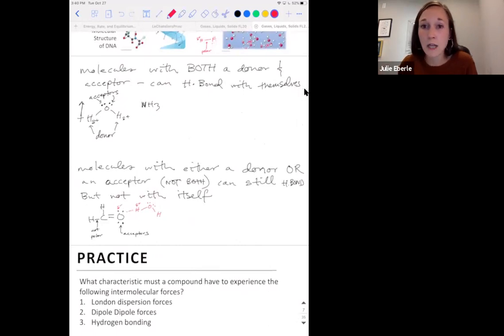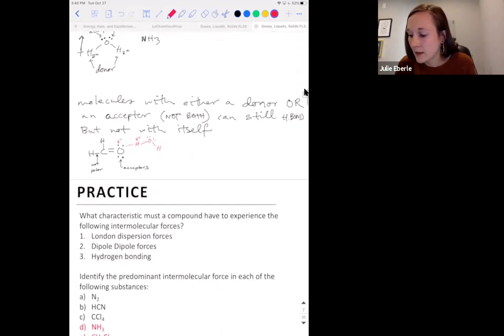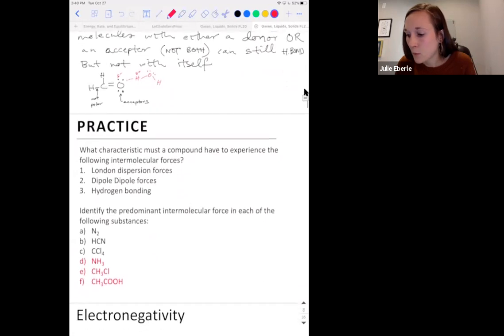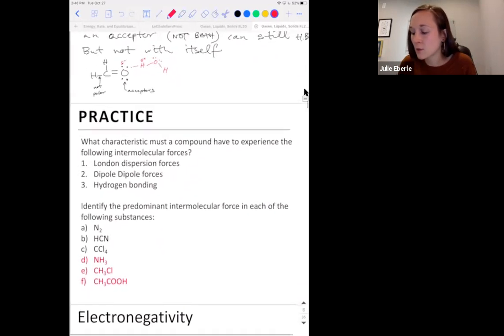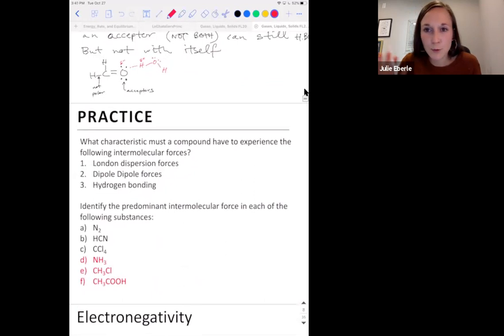So we're kind of done talking through the concept part. Now we're going to put this into practice. So I have a poll question in just a second. But what I want you to do is look at question number 1 here. We're just going to review for a minute. We've covered a lot of material. What characteristic must a compound have to experience the following intermolecular forces?